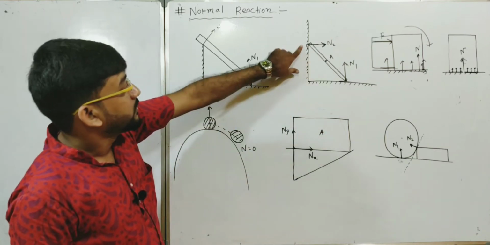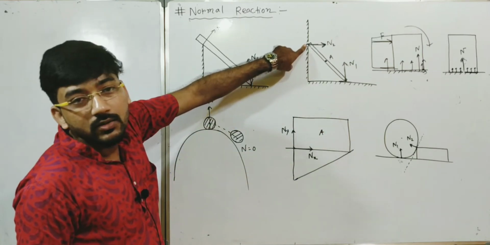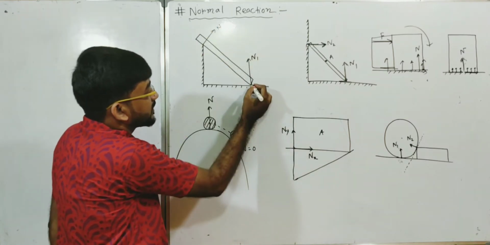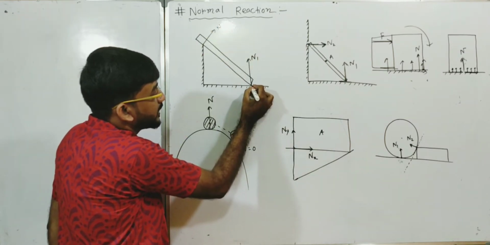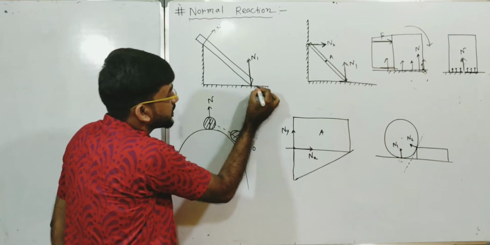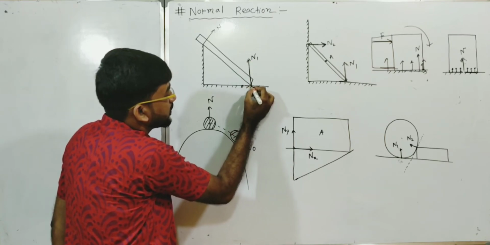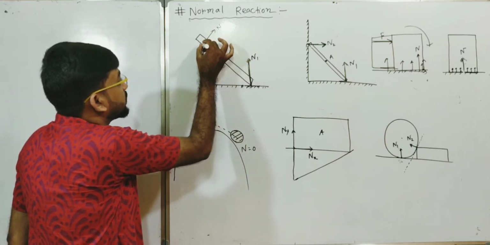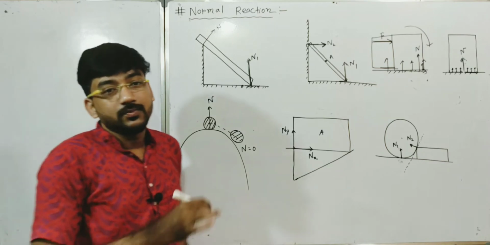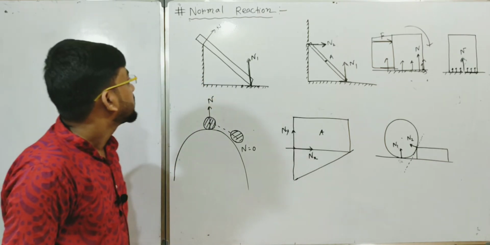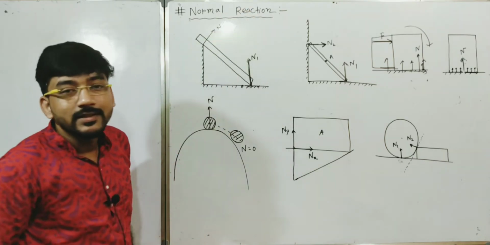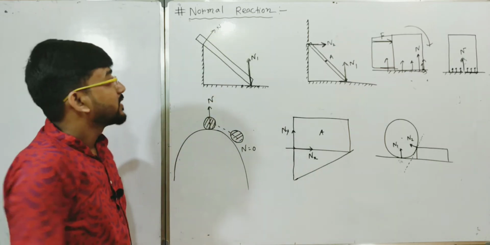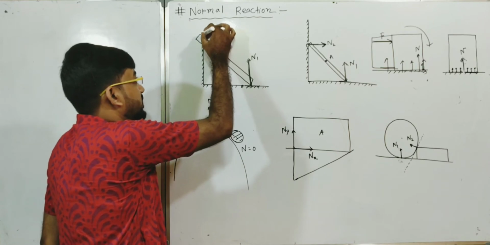But sometimes you cannot find the normal to the contact surface like this. Here, if you see this diagram, the normal at this contact point is N1 because the surface is this, so we can easily find the normal to this contact surface. But at this corner point, you cannot find the normal. So what will be the process? You have to draw the normal reaction perpendicular to the object.